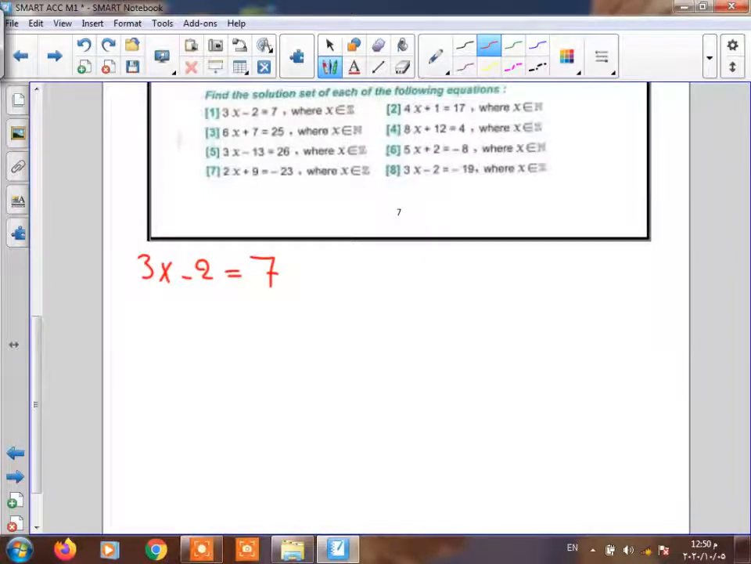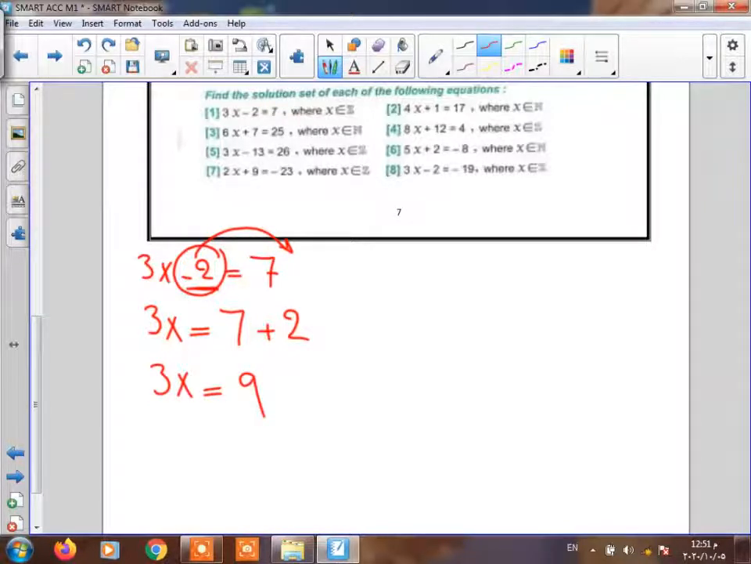Here I have 3x minus 2 equal to 7. First, I must change the place of plus or minus before we change the place of times or divided. Here I have minus 2. I will take it to the other side by changing the sign. Minus becomes plus on the other side. So it will be 3x equal to 7 plus 2, and then 3x equals 9. So again, first I change the place of the negative to be on the other side as a positive.